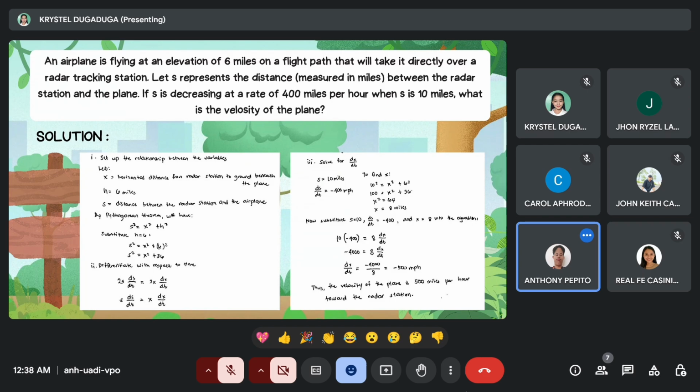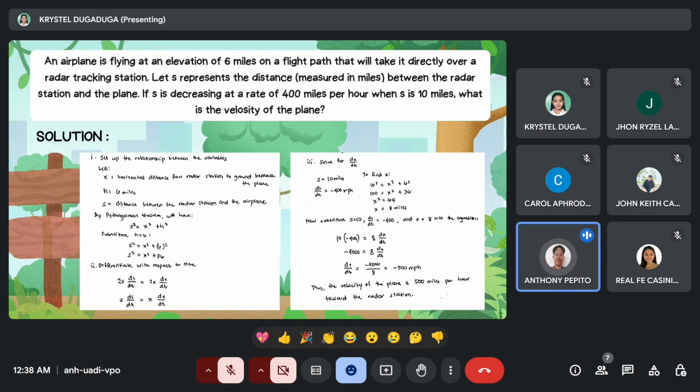So to solve that problem, first we need to set up the relationship between variables. So we name the variables. Let x be the horizontal distance from the station to the ground beneath the plane, h the elevation, and s, obviously, the distance between the station and the plane. So by the Pythagorean theorem, we have s squared equals x squared plus h squared. So we substitute, and we get s squared equals x squared plus 36.